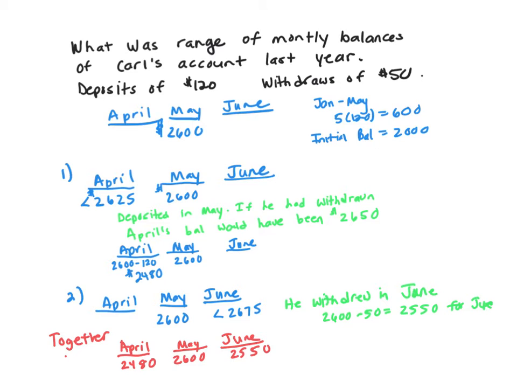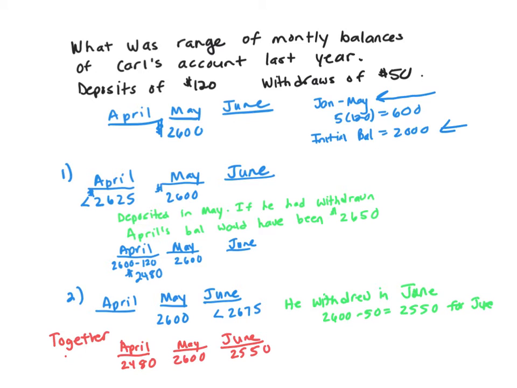Now, what else can I get from that? If he made deposits January through May, the most that could have been would have been 120. 5 months times 120 is $600. So that tells me he had an initial balance of $2,000. I don't know if I need that or not. It was easy for me to calculate.